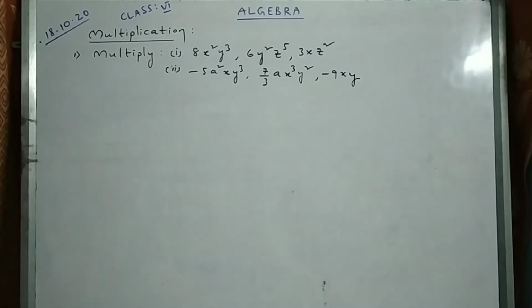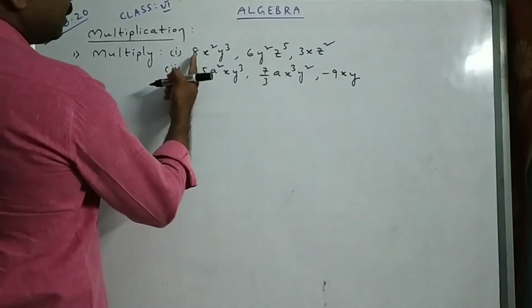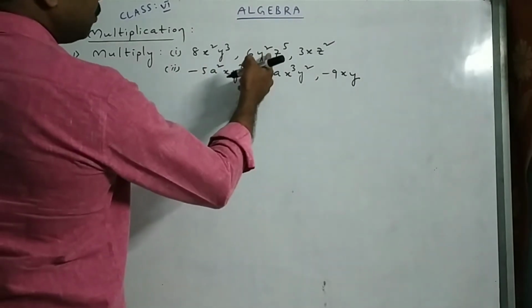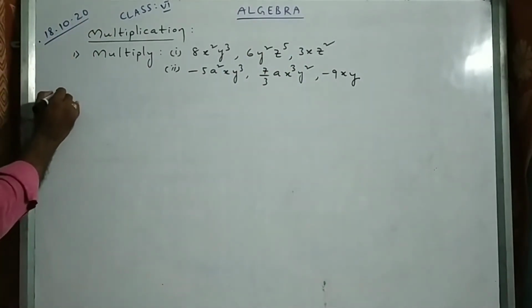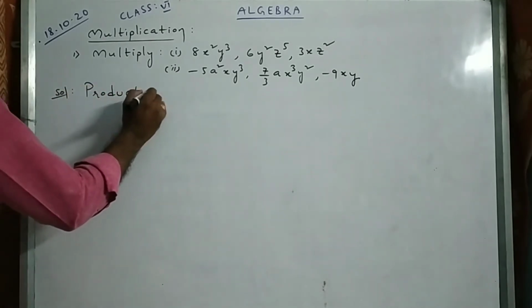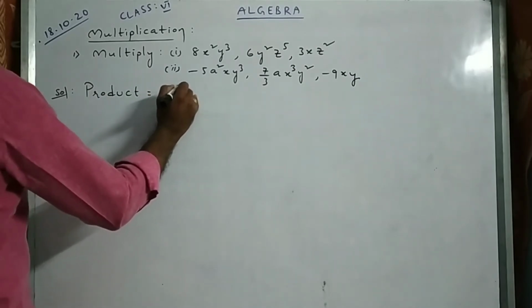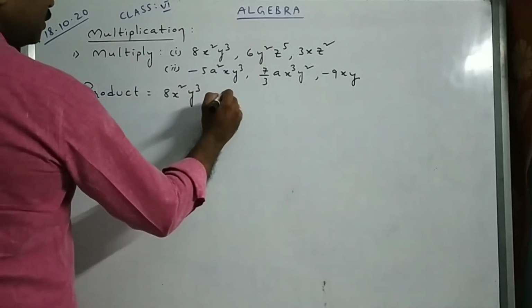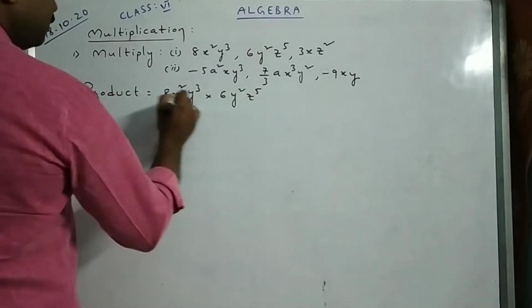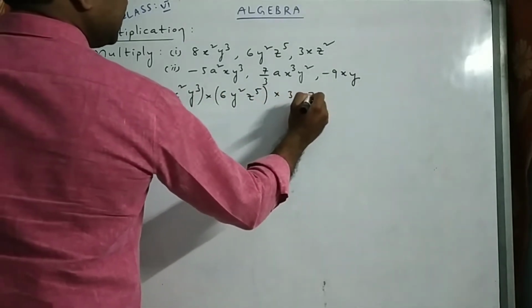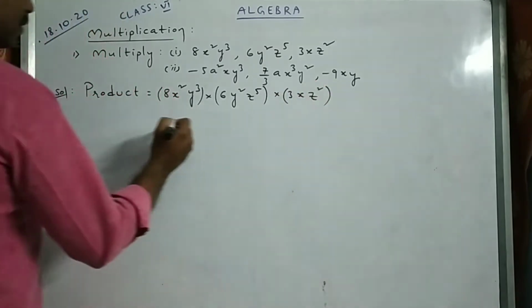So let me multiply these monomials. Why did I say monomials? Single terms. We have 8x square y cube, that is a single term, so it is a monomial. So multiplication of monomials, the required product is equal to 8x square y cube into 6y square z power 5 into 3xz square. Okay.